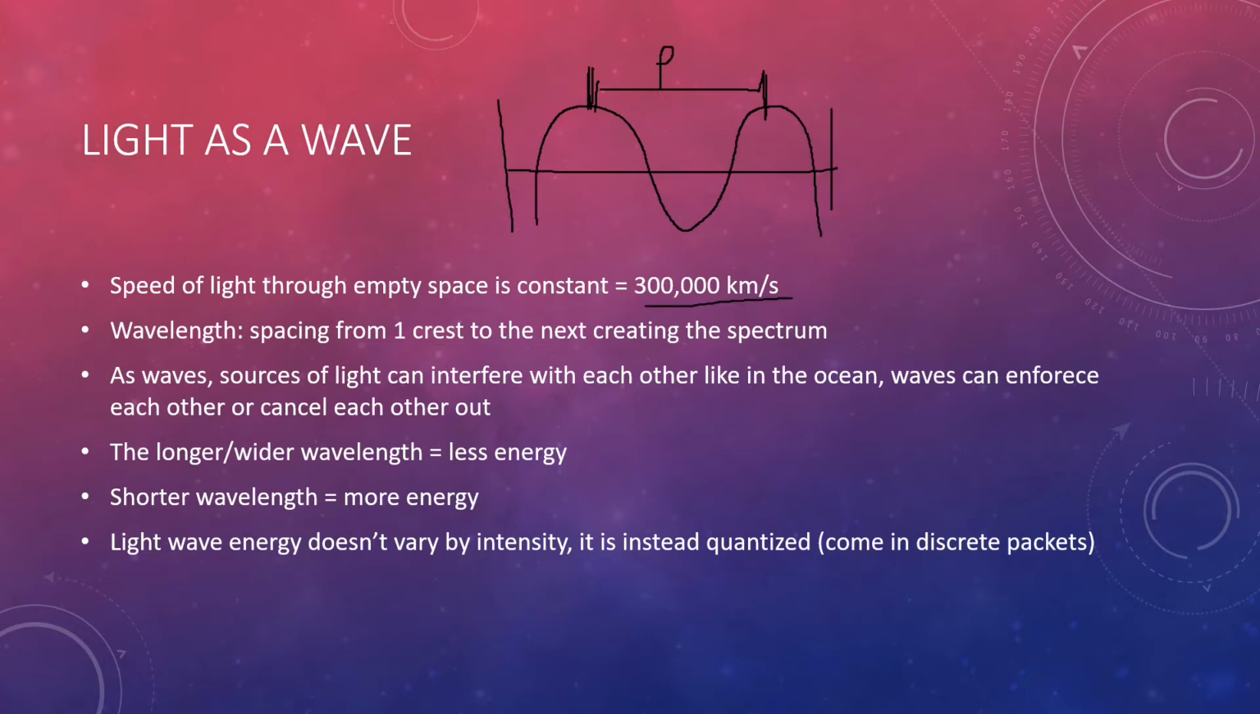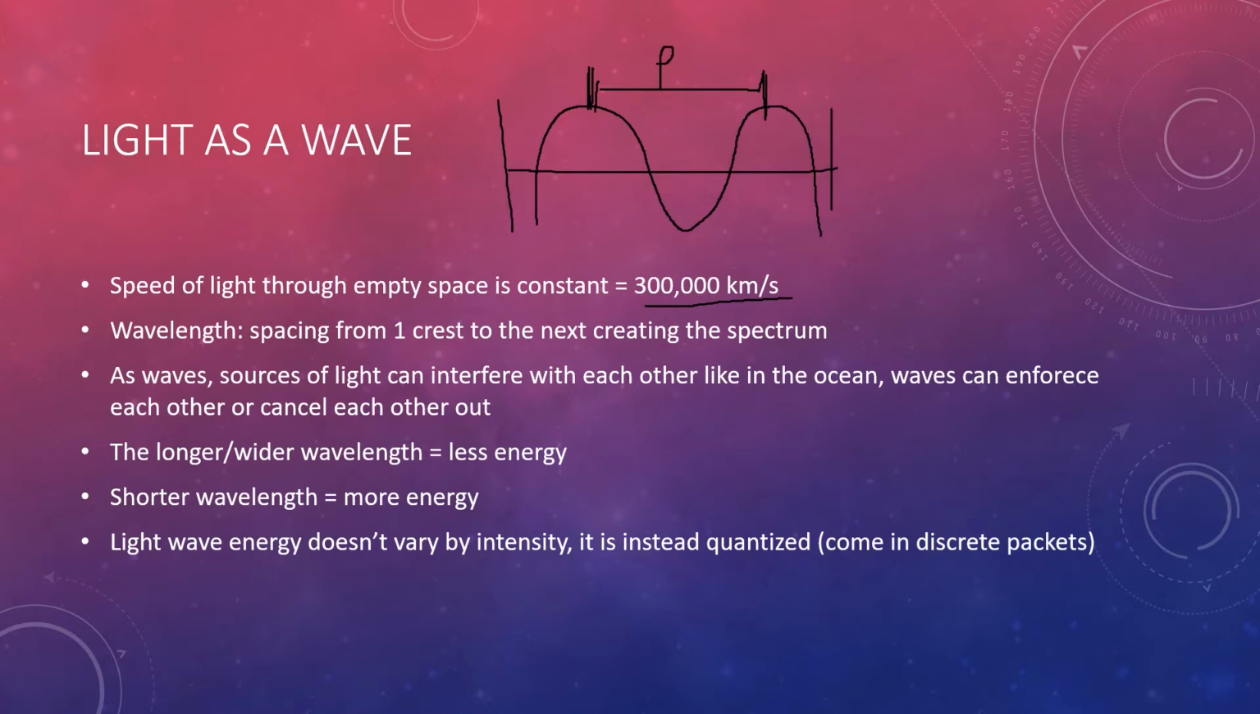All right, so as waves, sources of light can interfere with each other, just like in the ocean. Two waves can collide and either enforce each other or cancel each other out. There is actually a lab in physics where you create waves with sound, and you can cause two waves to collide and watch as the string that you're putting these waves through goes completely still because the waves are colliding and causing each other to cancel out. If they collide and make themselves bigger, you will get a bigger wave.